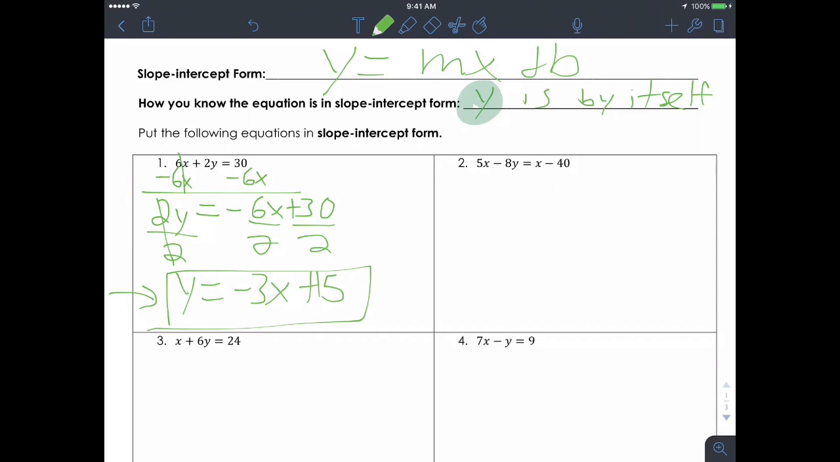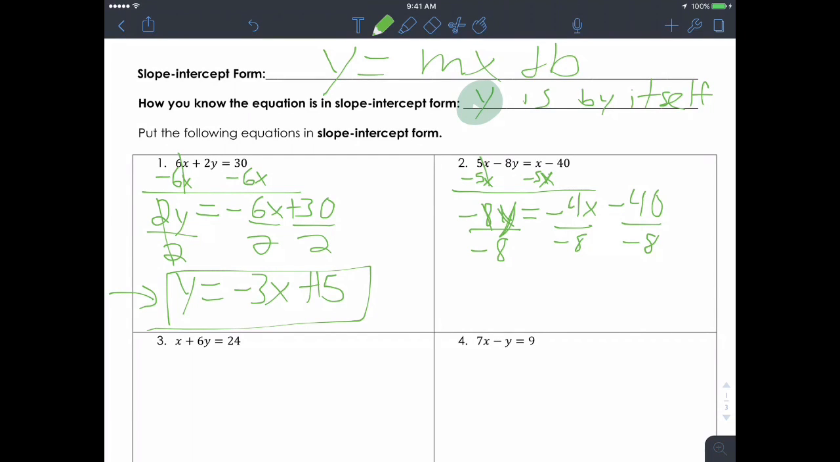For this one, number 2, again I have to get rid of this 5x because the 5x is furthest away from the y. So I'm going to subtract 5x from both sides. This time I do have an x on that side, so I will put it right under it so that I can combine like terms there. These cancel, and you're left with negative 8y equals, now over here I have x minus the 5x. That's going to give me a negative 4x. And then I'm going to bring down the minus 40. Over here I'm going to have to divide everything by negative 8.